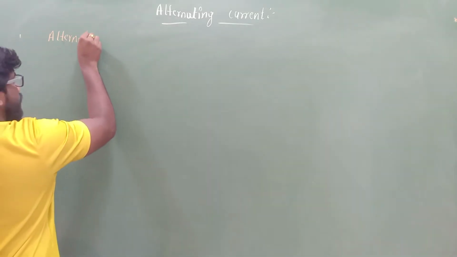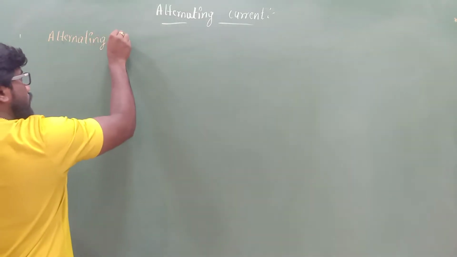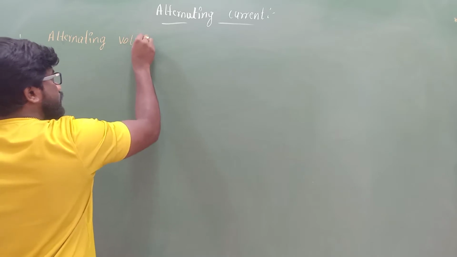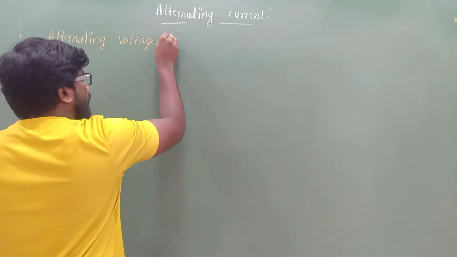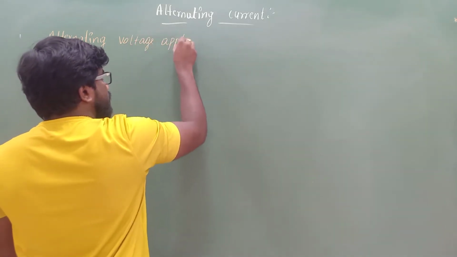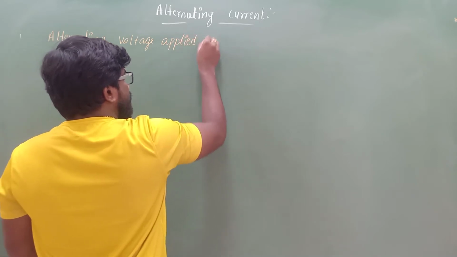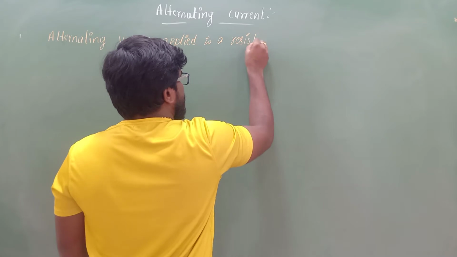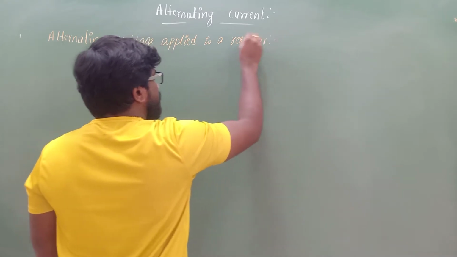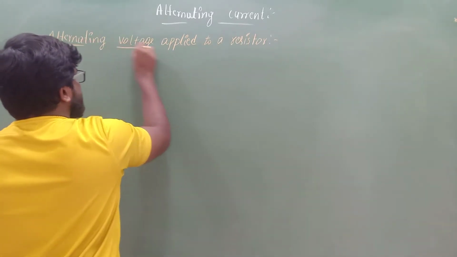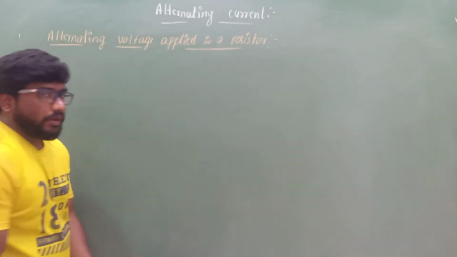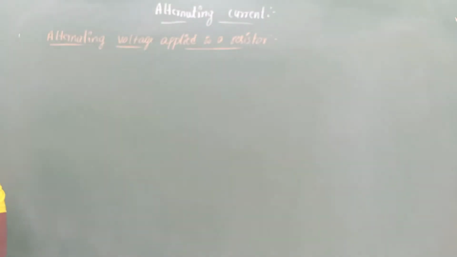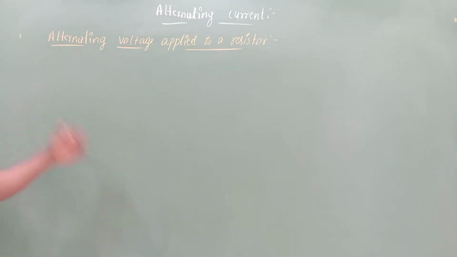Alternating voltage applied to a resistor. Meanwhile, you are going to find the value of the power dissipated in this case. So what do you mean by alternating voltage? The voltage varies as a sine function, you can take it like that.